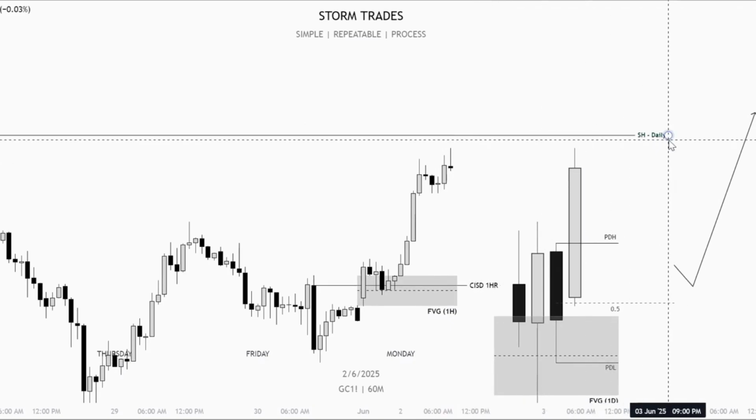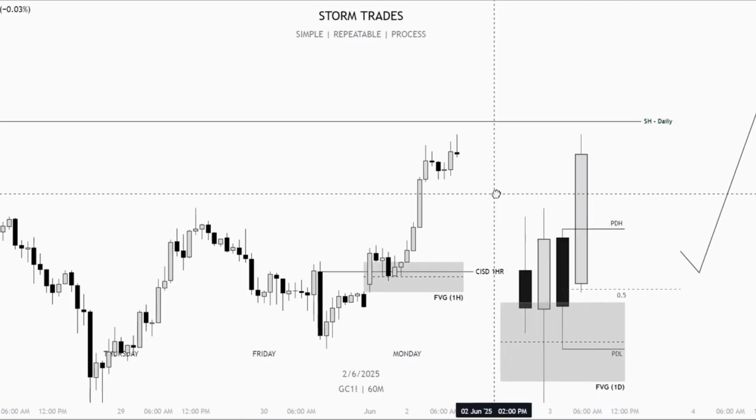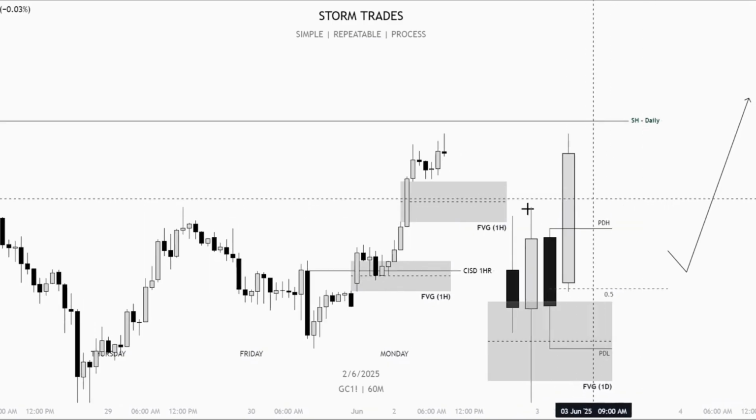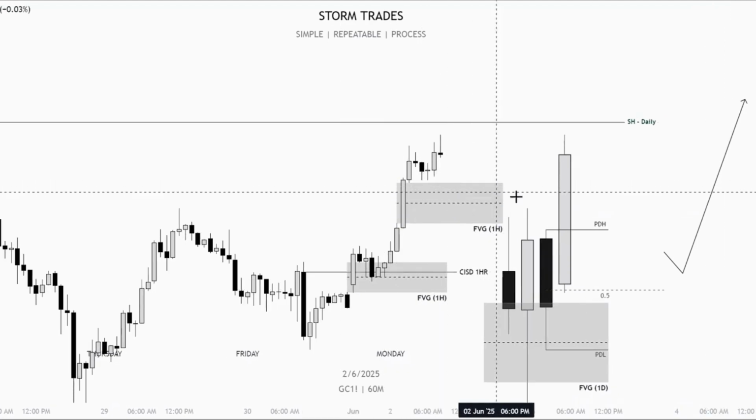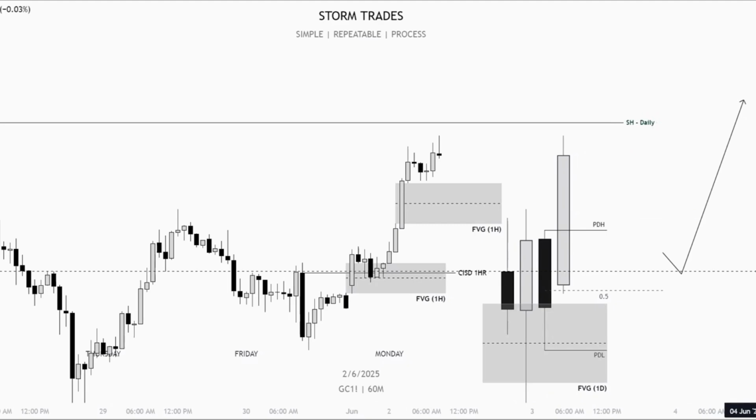And I would still be looking for us, until we hit the swing high on the daily, I would be interested in longs, and I was, in fact, interested in longs. Just marking out here the hourly fair value gaps price could come down to. I have a game plan that effectively marks out, when I'm doing my analysis, where the invalidation level would be.